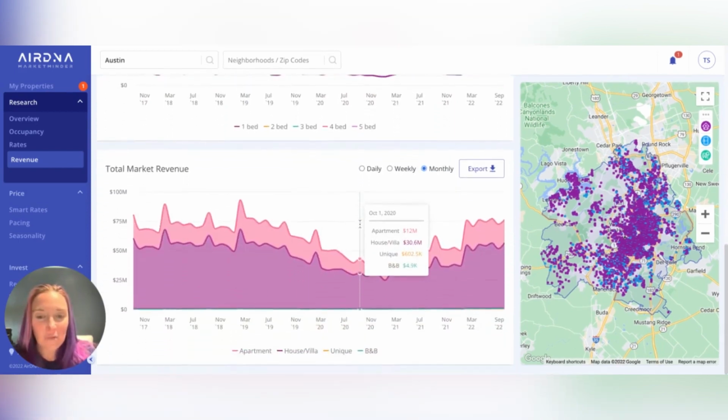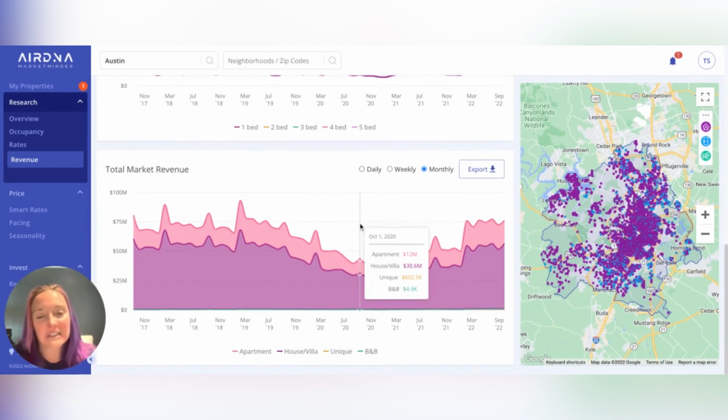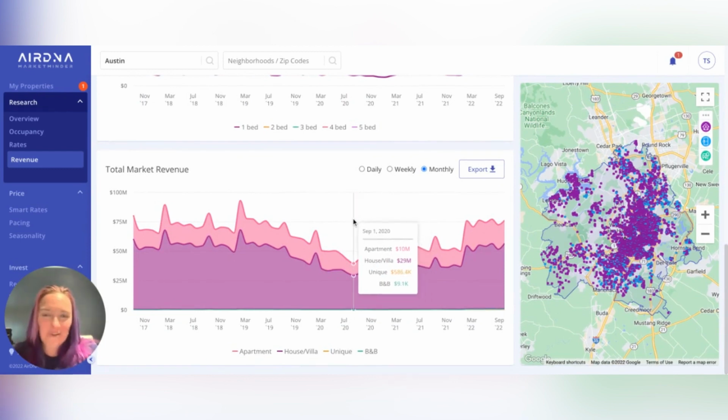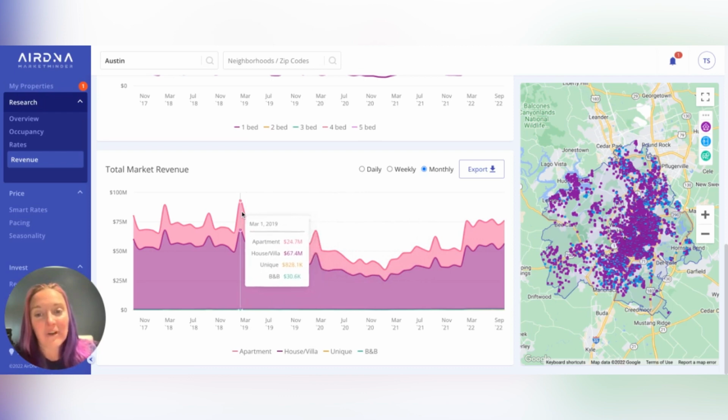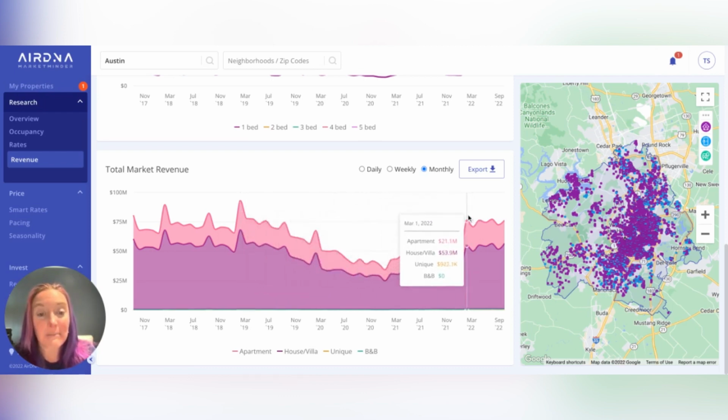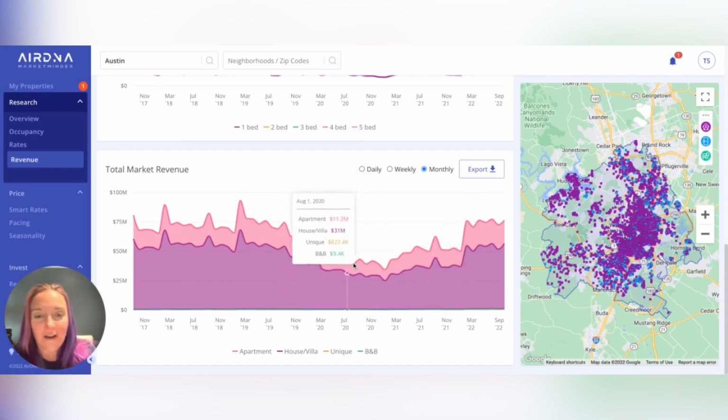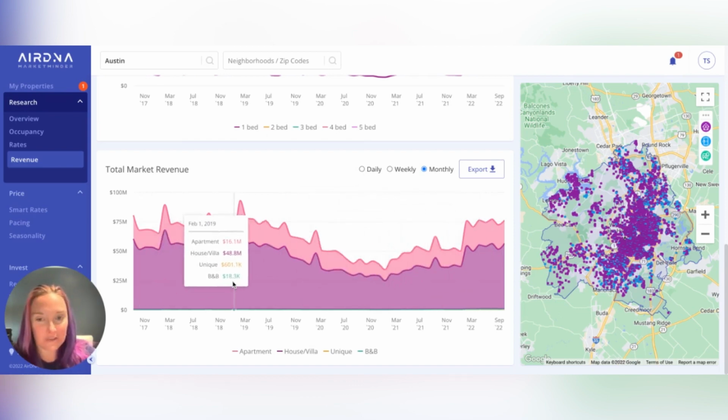And then down here, we break it into different housing types. So we have apartment, house, unique stays. We all know that Airbnb loves those right now. And your traditional B&B. And you can see how much those pull in revenue annually. And this is a per month breakdown. You can take a quick peek weekly or daily if you want to as well, but our monthly gives you the biggest view. It goes back for 5 years of historical data.